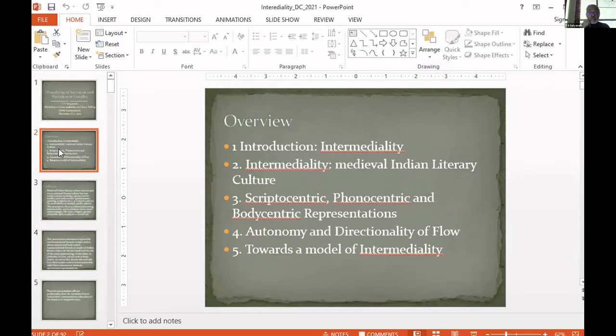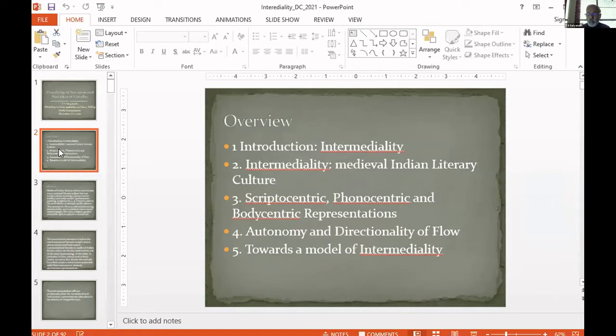And then briefly, I will talk about the autonomy of the directionality of flow that is actually contesting an apparently linear model from scriptocentric to phonocentric to bodycentric. If you see the figure, you feel that, but this autonomy of each of these scriptocentric, phonocentric, and bodycentric representations, and the direction of the flow could be from any one of them into the other. So that's where the term intermedial gets into the discussion.